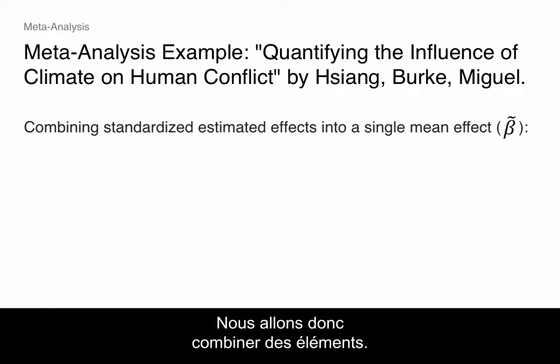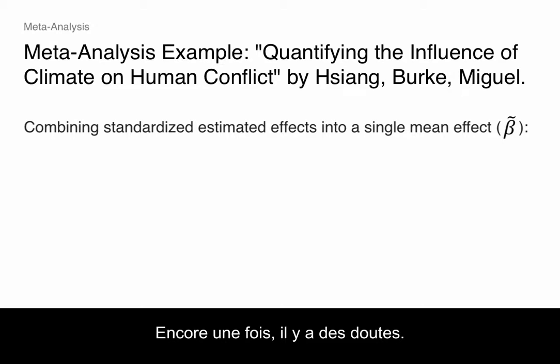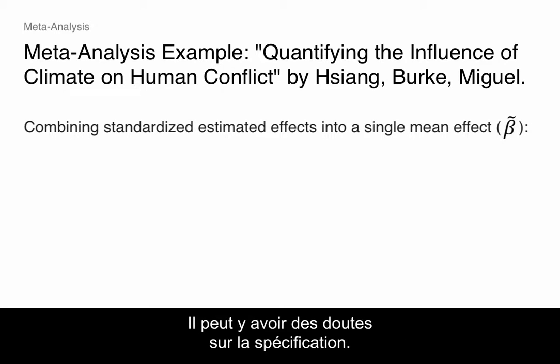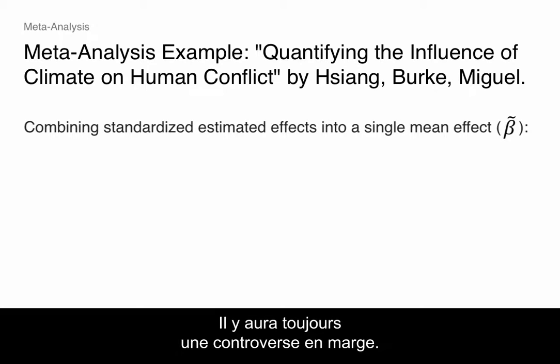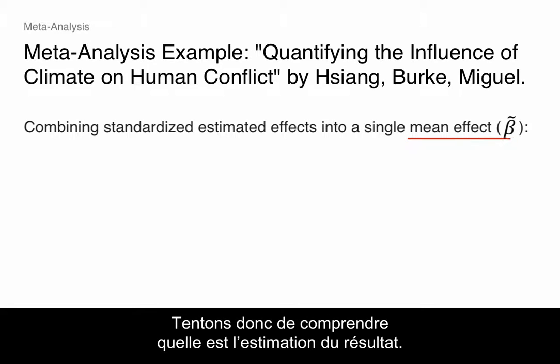Okay, so now we're going to combine stuff. So again, there are doubts. Maybe the standardization is good or bad. There may be doubts about specification. But let's say we've done the best we can. There's always going to be some controversy on the margin. Now let's try to figure out what the bottom line estimate is.